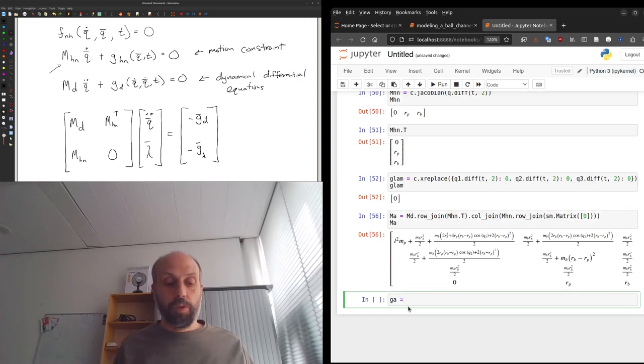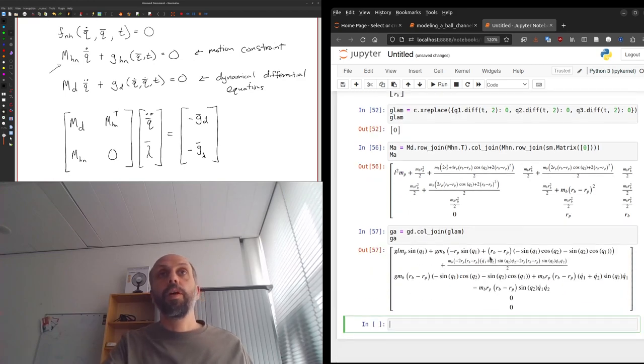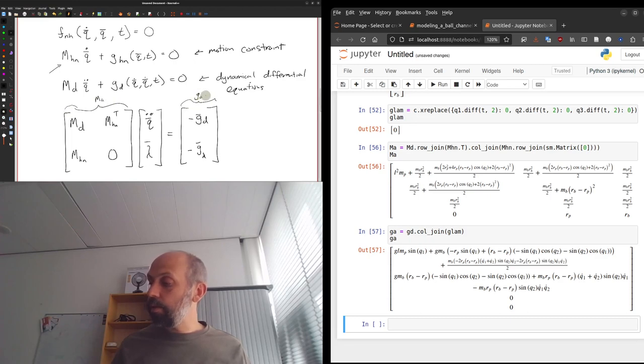And that equals GD dot row join. Let's call it join. This G lamb, which is just a 0. And that should give us the right hand side. Yep, these equations. So now MA and GA are these terms, right? So this is MA, and I call this GA here. Right, in the book, you'll find there's a couple of other ways to get at the extra equations that you add there. But at this point, you have the constrained equations of motion of the system.